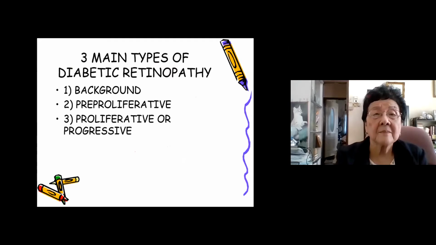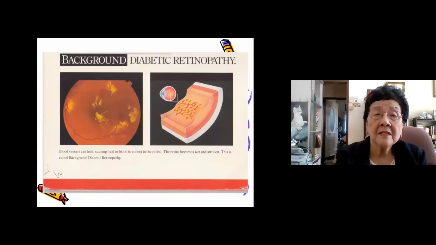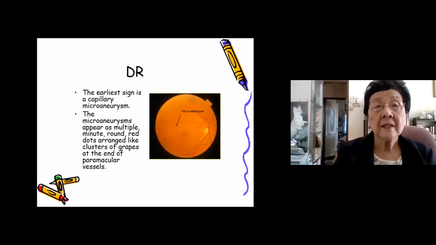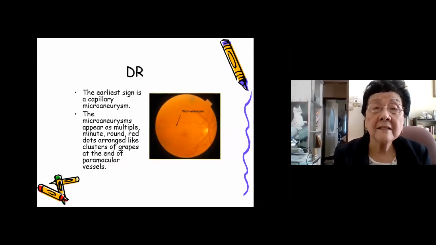There are three main types of diabetic retinopathy. One is the background type, where you have exudates and so on, which accumulate partly because of high cholesterol as well. The earliest sign is a small little dilatation of the blood vessels.